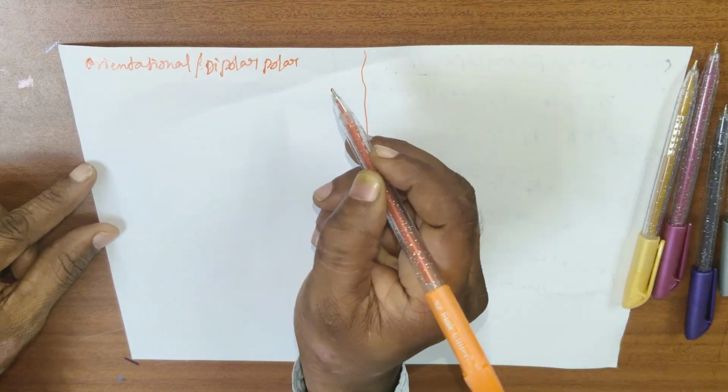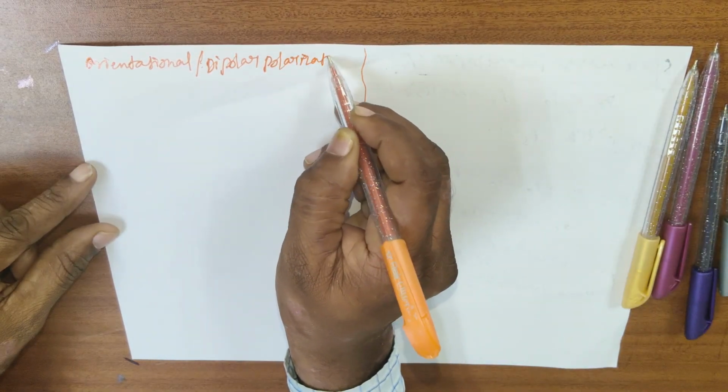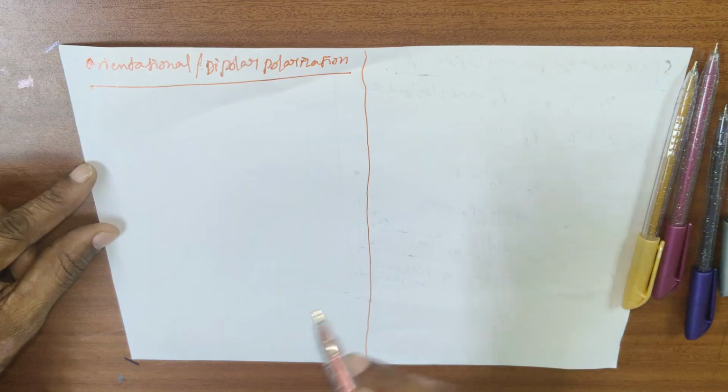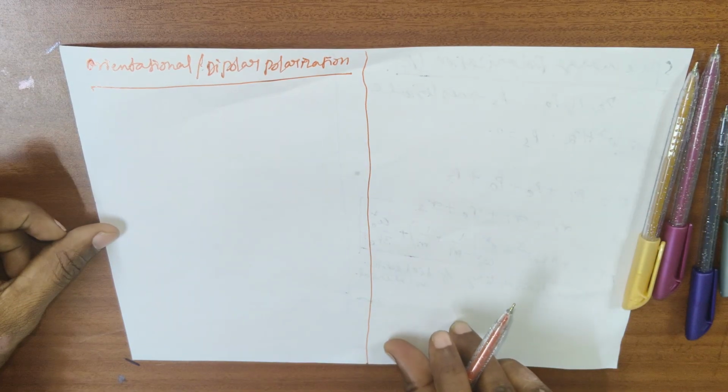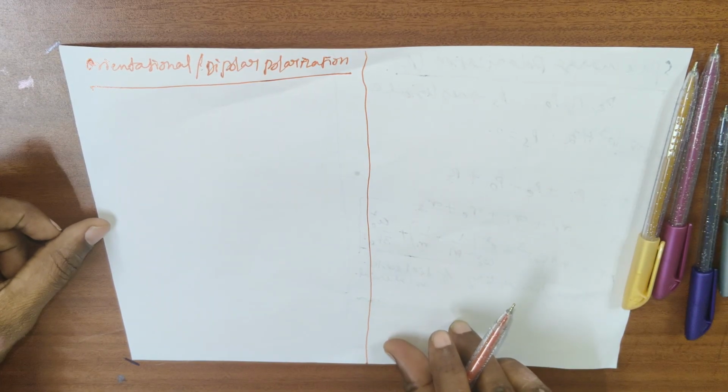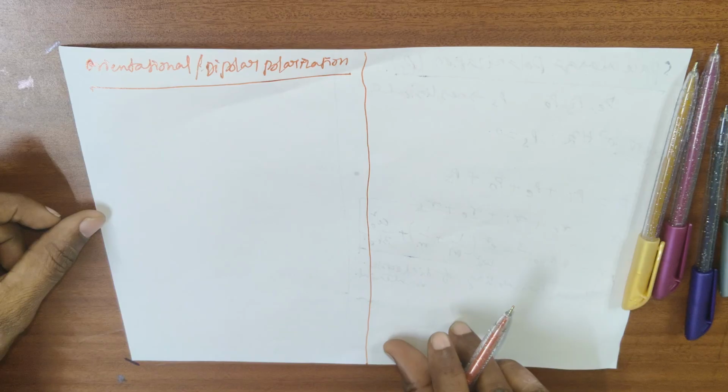Today we will discuss orientational or dipolar polarization. This is the third type of polarization. We already discussed electronic polarization and ionic polarization in previous classes. In this class, we will discuss orientational polarization, or dipolar polarization, in detail.